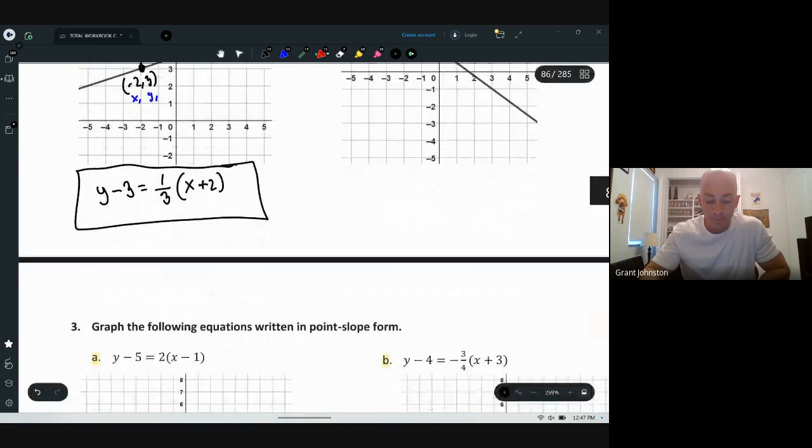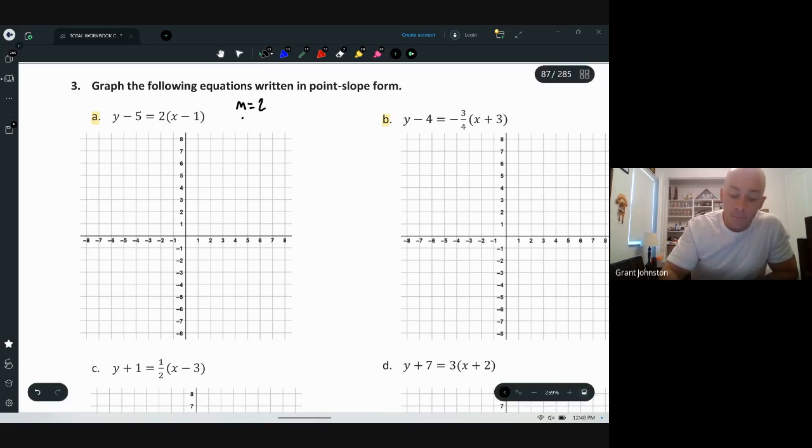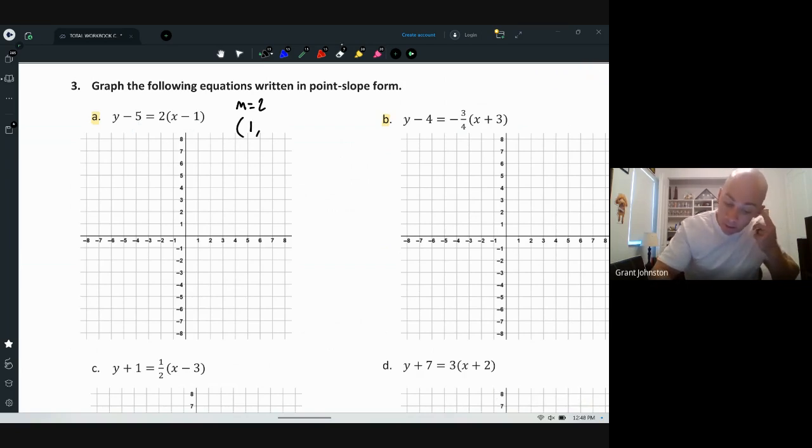Okay, so now let's take the equation and graph it. What we're going to do is pull the slope from the equation and pull the point from the equation. So the slope, our m, is 2, because that's right there. And then the point, remember this is our x1 and this is our y1. So x1 is 1 and y1 is 5. So we have the slope and we have the point. The point is going to be at (1, 5).